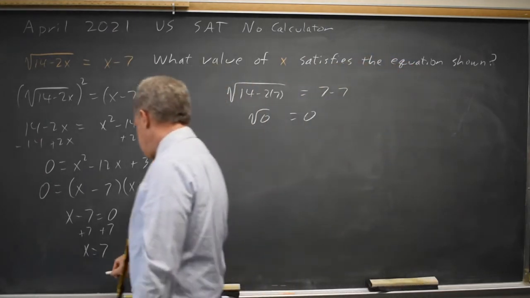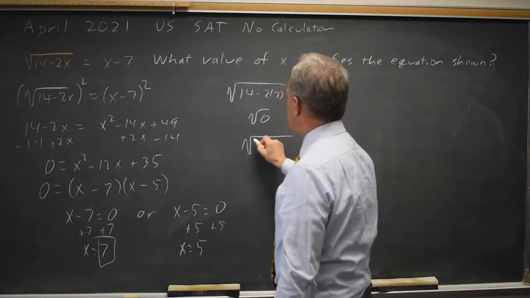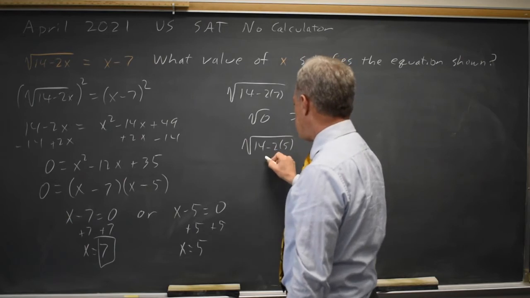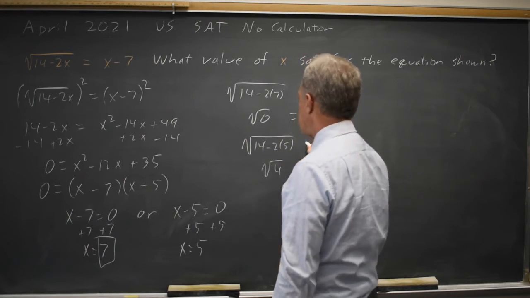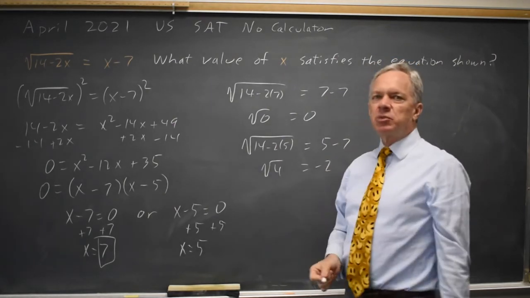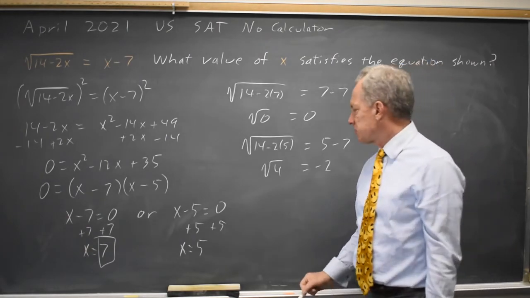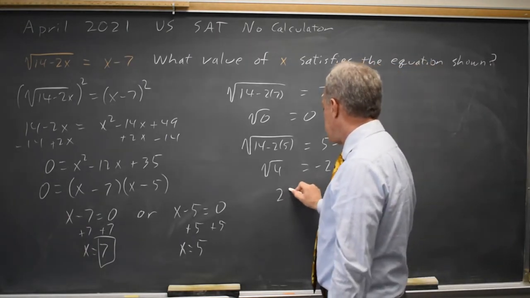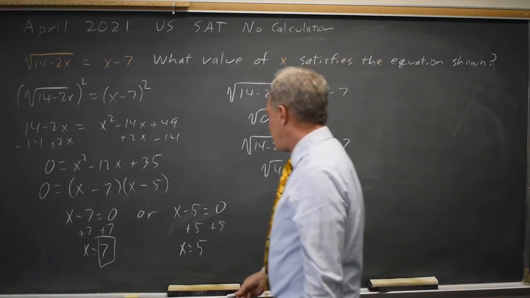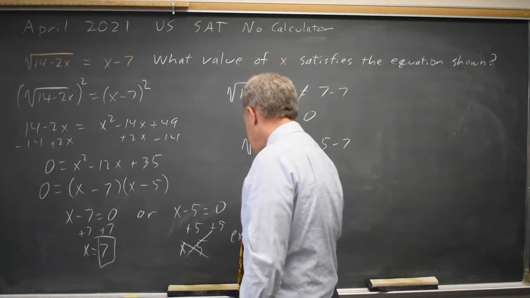So 7 is good. What about 5? Square root of 14 minus twice 5 is the square root of 14 minus 10 is root 4. And 5 minus 7 is negative 2. But the square root is a function. There is only one answer, and that is the positive square root, the principal square root. 2 is not equal to negative 2, so 5 is not a solution. That's what we call an extraneous solution.